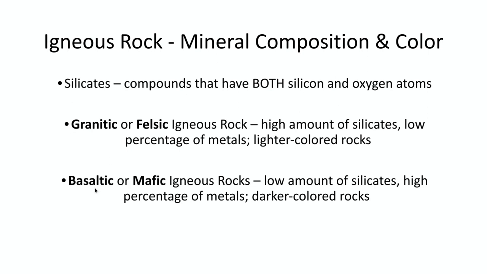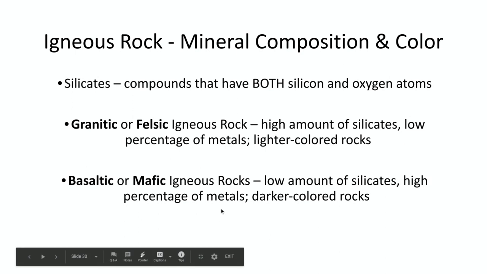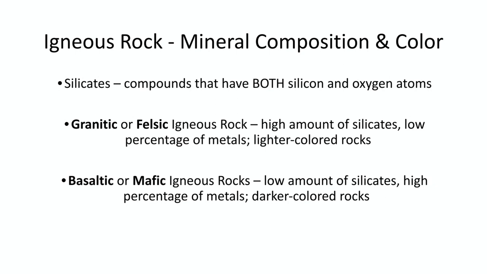The opposite are going to be basaltic or mafic. Again, these two words mean the same thing. They're the opposite. They have a low amount of silicates, and silicates will make something light colored, and they will have a high percentage of metals, and metals make rocks dark colored. So basaltic or mafic rocks are very dark colored.